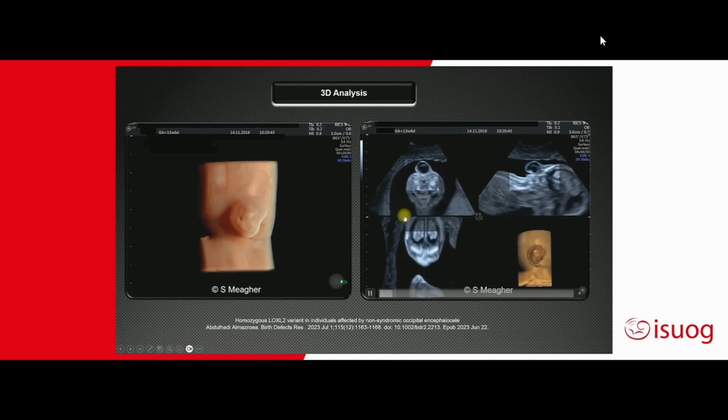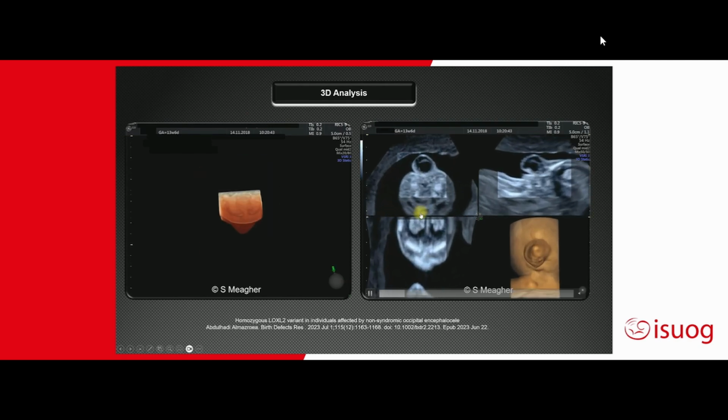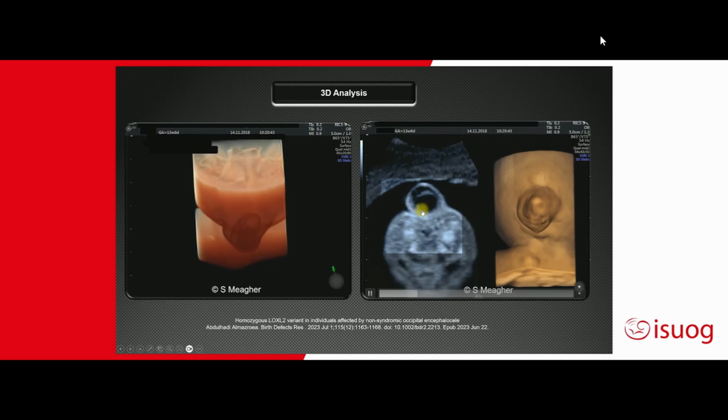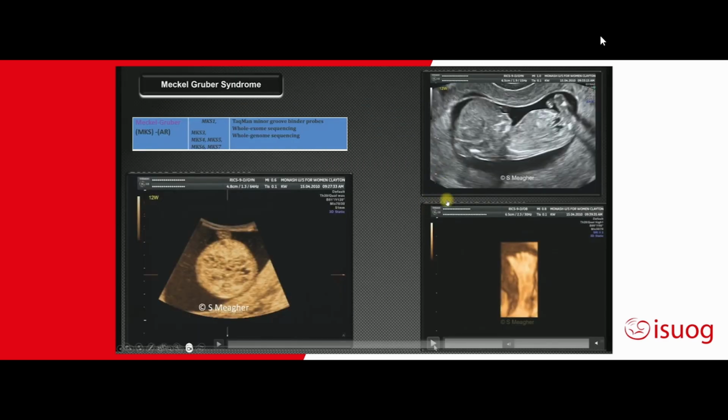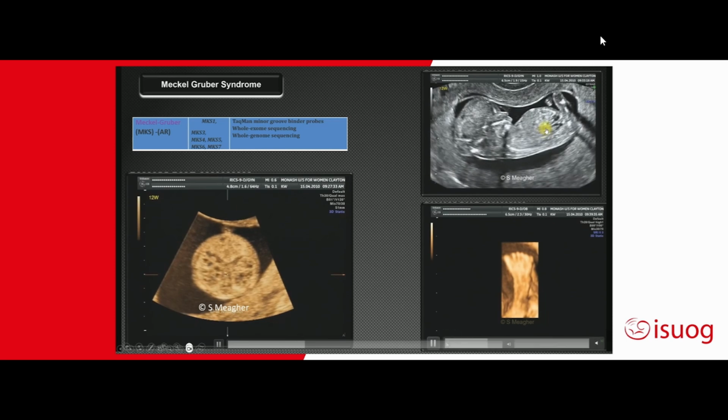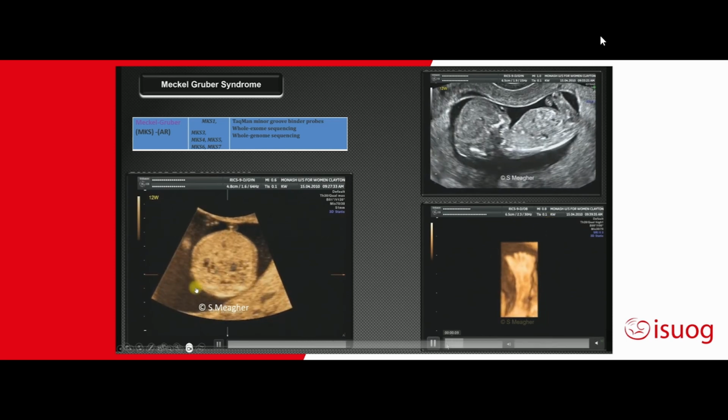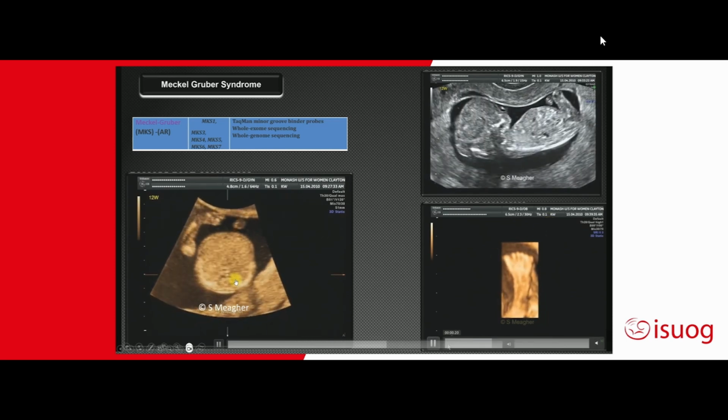So this is a 3D surface rendered of a typical posterior encephalocele at 13 weeks of gestation. But it's important to recognize that when you see an encephalocele, you go to the next step. Ask yourself, is there anything else going on? Thin nuchal translucency, cystic kidneys, polydactyly, and cystic kidneys on an axial section.